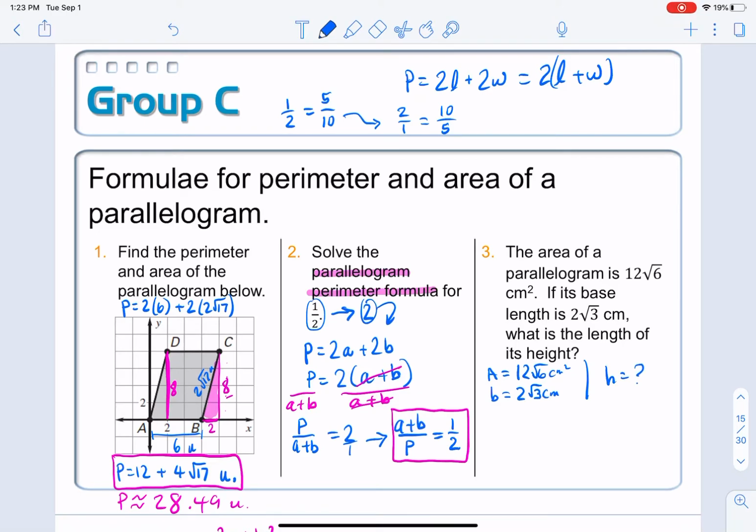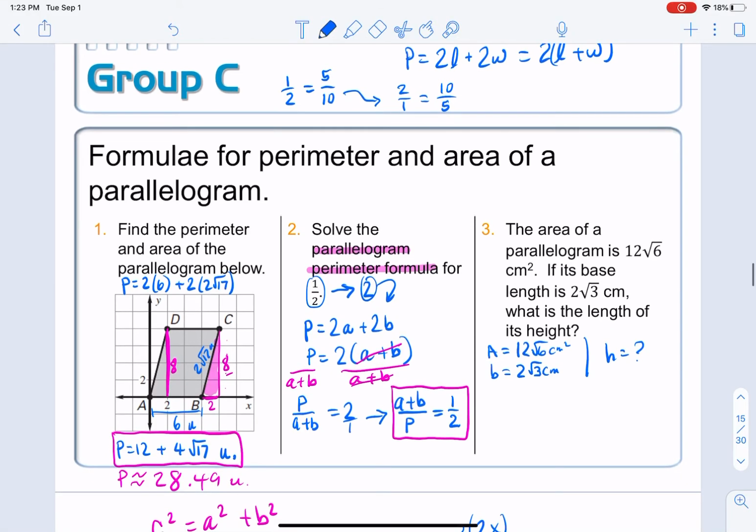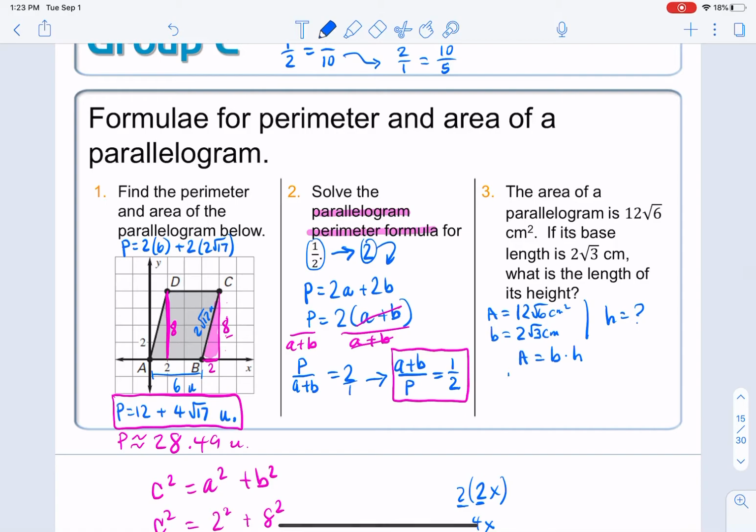So in order to relate those quantities, I'm going to, of course, use the area formula for a parallelogram. That's where this number would have come from. It would have come from our base length, which is what was given to us, and our unknown height length. So it's basically going to turn into a little algebra problem. I have area is equal to a base times a height. Now just fill in our gaps, fill in our variables. A is equal to 12 square root of 6 is equal to our base length, which is 2 square root of 3. And then we're going to multiply that times h.